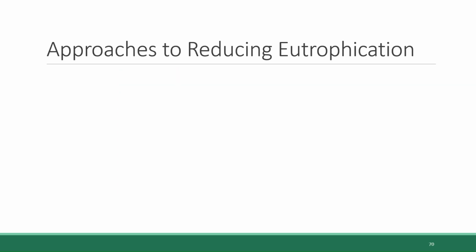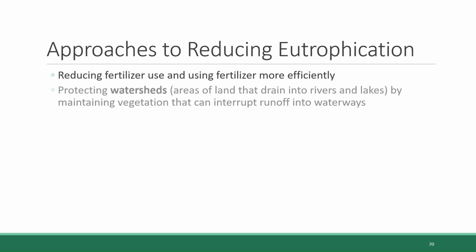As we said, eutrophication events have been increasing in coastal areas around the US and around the world, but there are several approaches that can reduce them. One of them is reducing the amount of fertilizer used, as well as applying fertilizer to cropland in a more efficient, precise manner to maximize the potential of it being absorbed by crops. Another approach is protecting watersheds, which are areas of land that drain into rivers and lakes, by maintaining vegetation cover that can interrupt runoff into waterways.